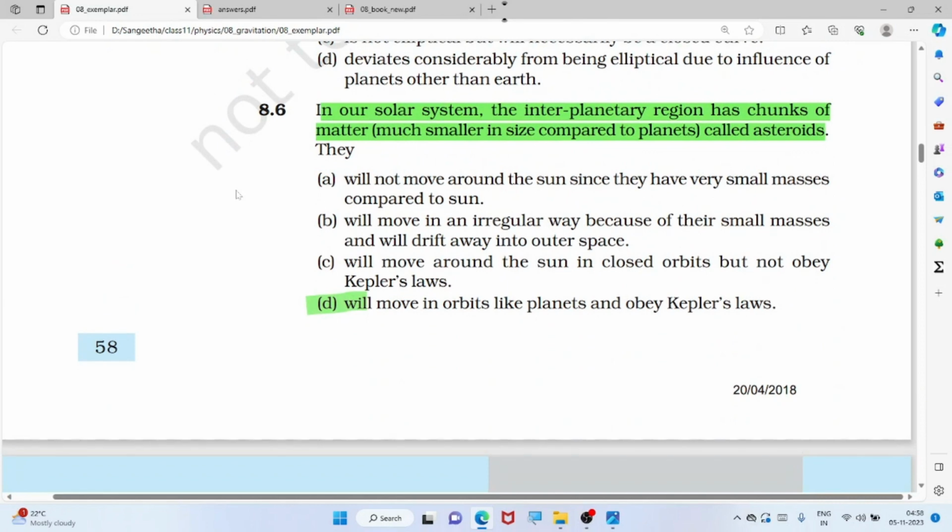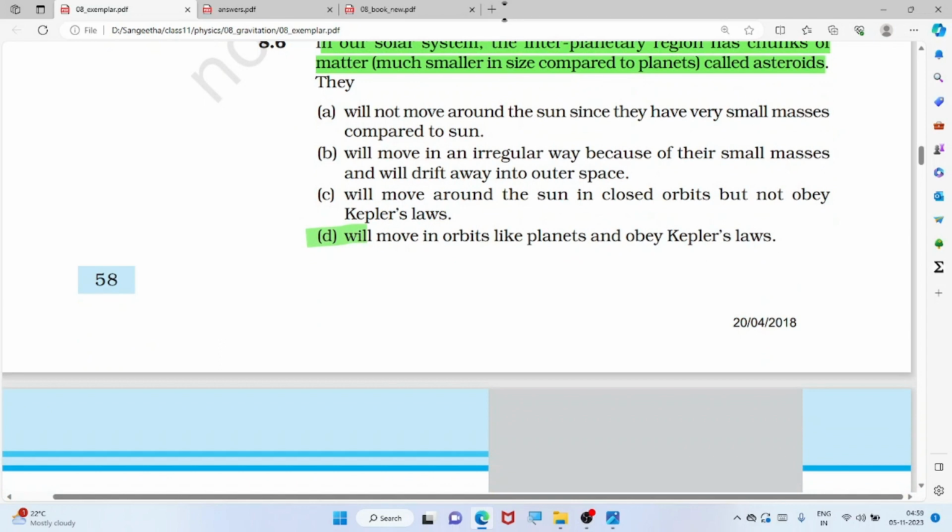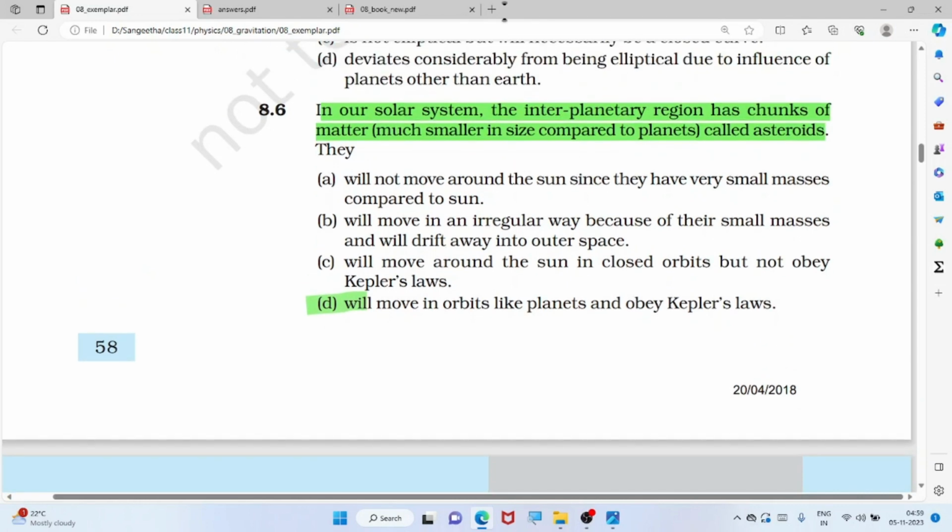In our solar system, the interplanetary region has chunks of matter much smaller in size compared to the planets, called asteroids. What are asteroids? Chunks of matter in the interplanetary region. They move in orbits like planets and obey Kepler's law. Okay, the asteroids also obey Kepler's law. The other options are not correct.